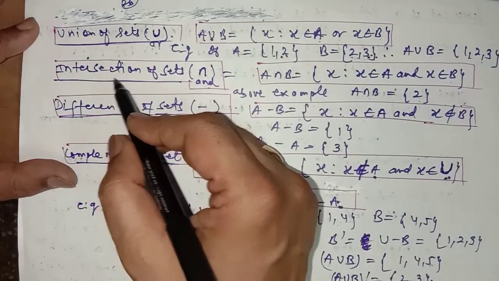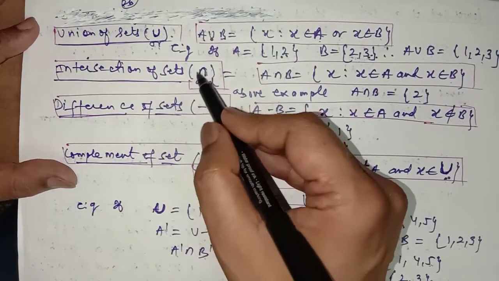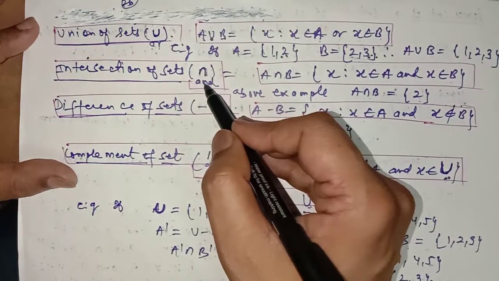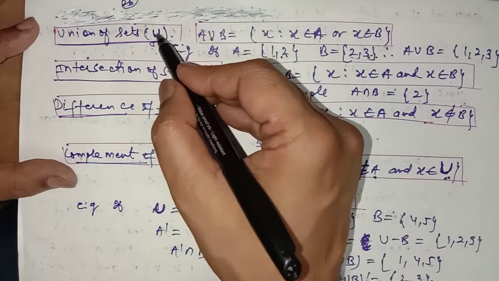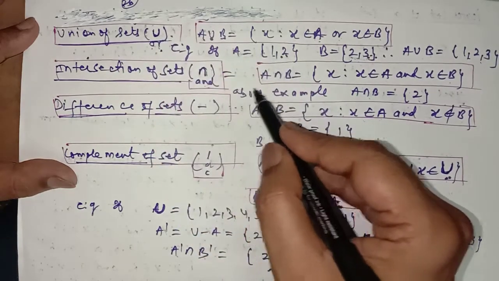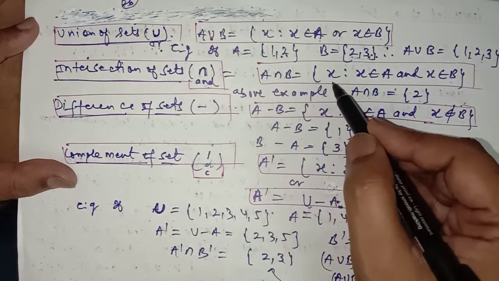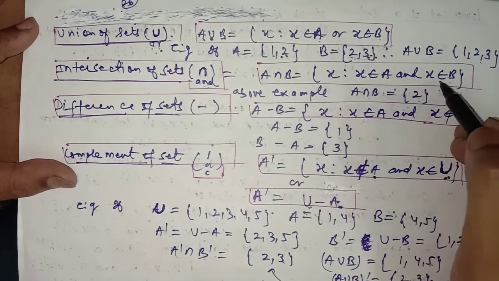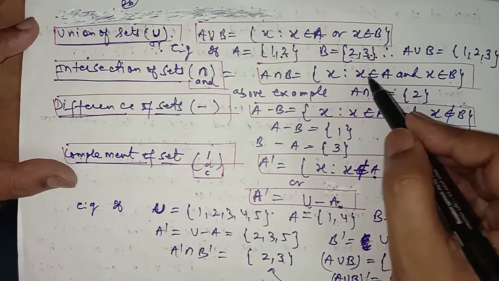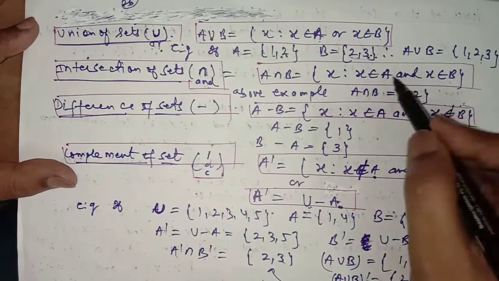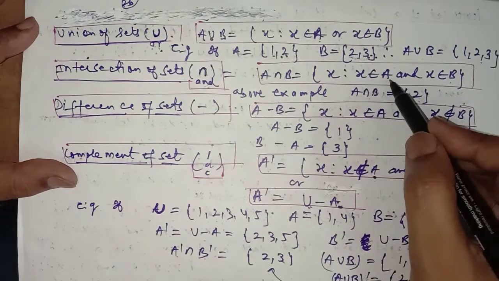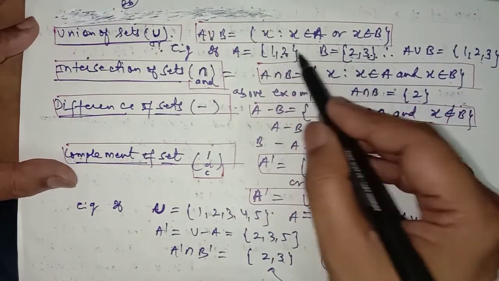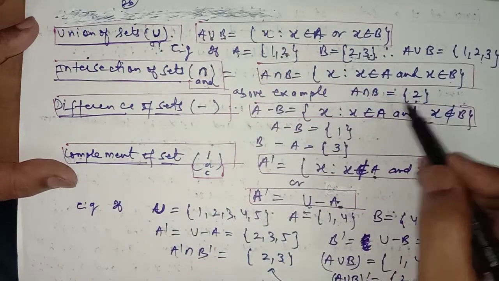After that we have intersection of sets. It is denoted by this sign, and it means and. Union means or. A intersection B means x such that x belongs to A and x belongs to B, and means the element should belong to both, or be common to both sets. It is known as the intersection of sets. In the above example, A intersection B will be 2. 2 is common to both, like this.